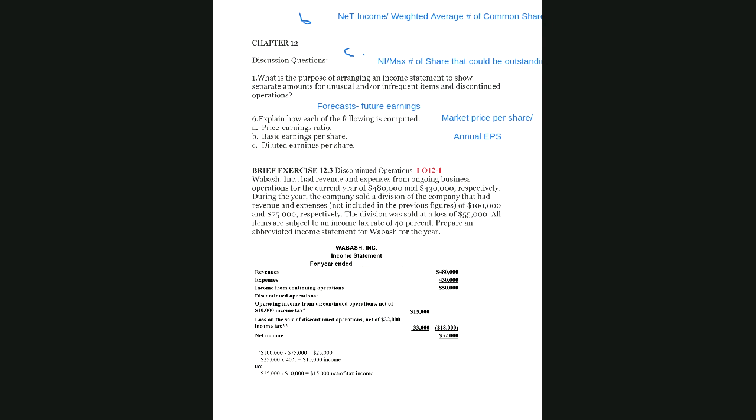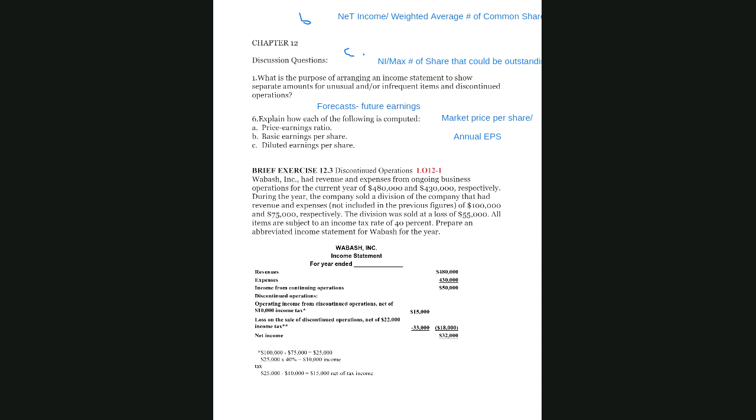Okay, and if you guys need some more at the end, I'll give you additional ones just to practice. Good? All right, if there are no more questions, we are going to go to brief exercise 12.3. Now follow along. This is a tricky exercise.